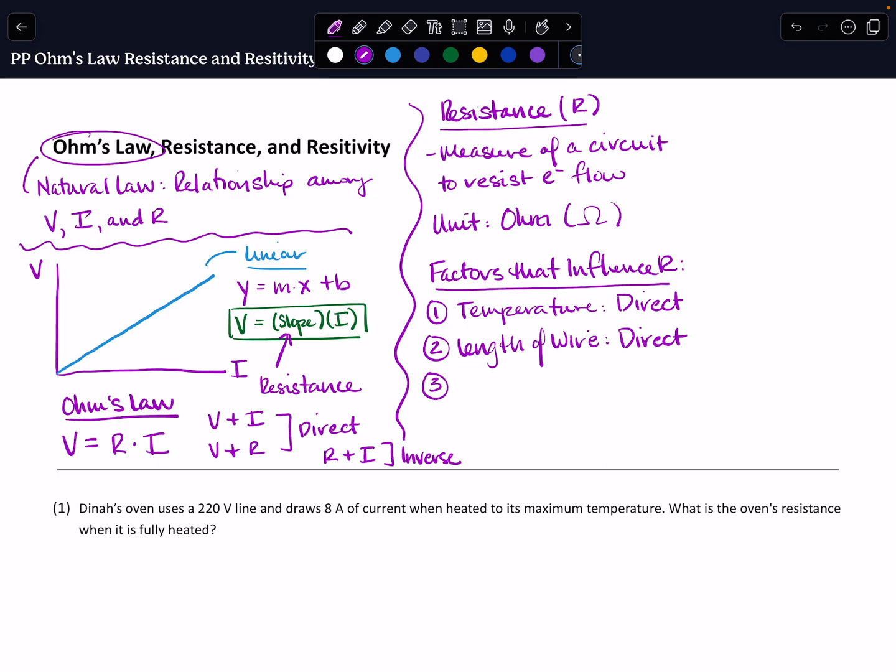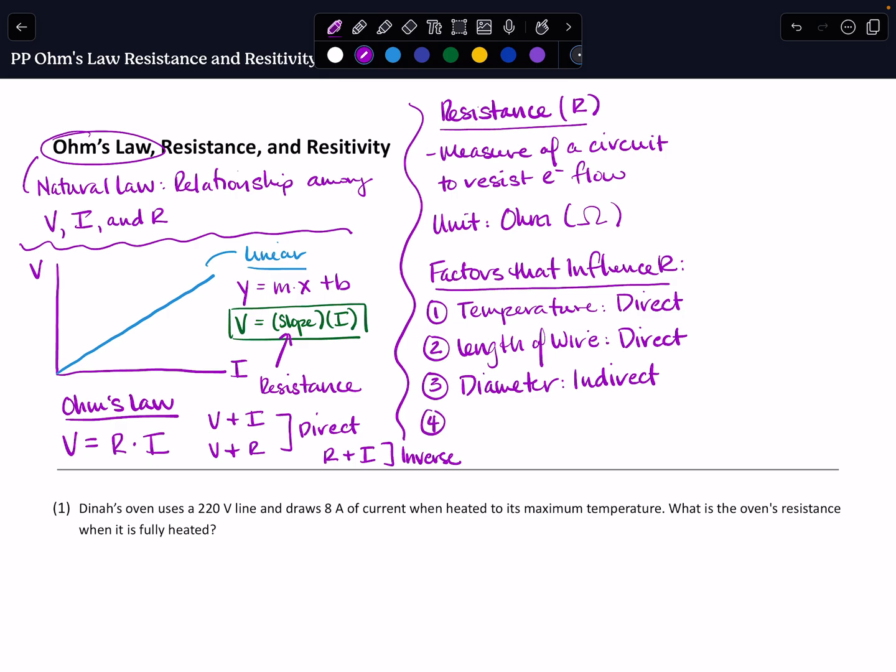Third is going to be the diameter of that wire. Now, as the diameter increases, we actually see a decrease in the resistance. So that's an indirect relationship, which kind of makes sense. If you think about the diameter of a wire as the diameter of a pipe, if water's flowing through a large diameter pipe, you're going to get a much better flow. Whereas if you have a tiny pipe, it's not going to flow nearly as quickly. So that's the same idea here.